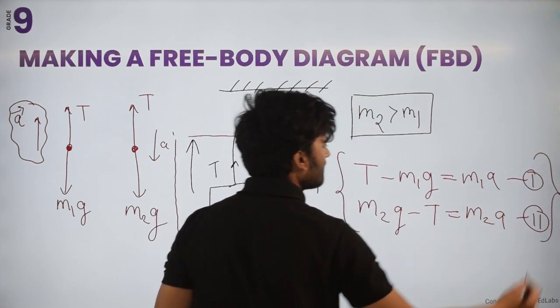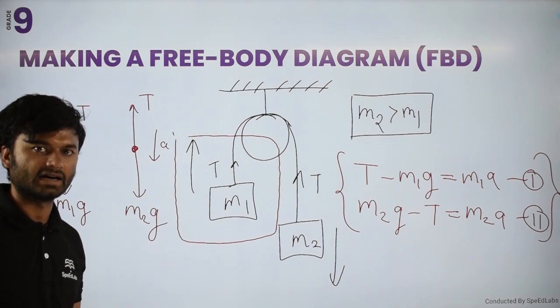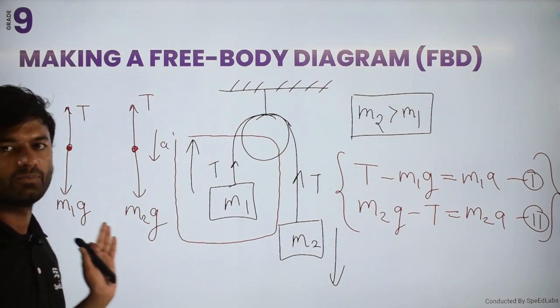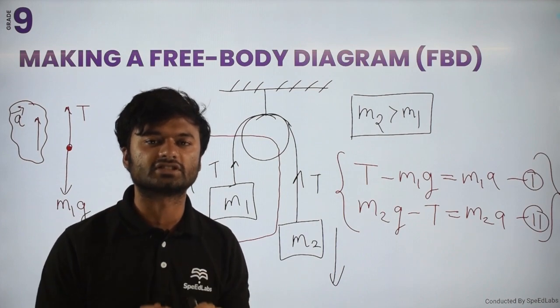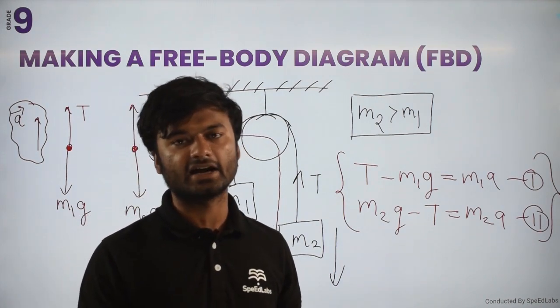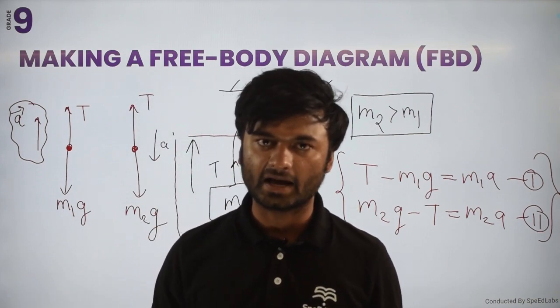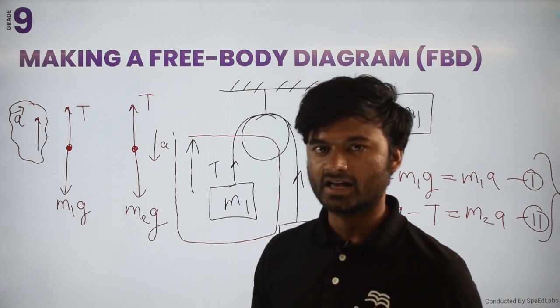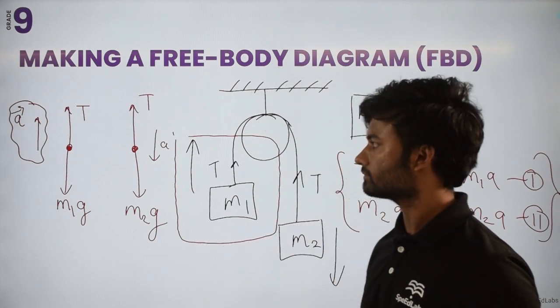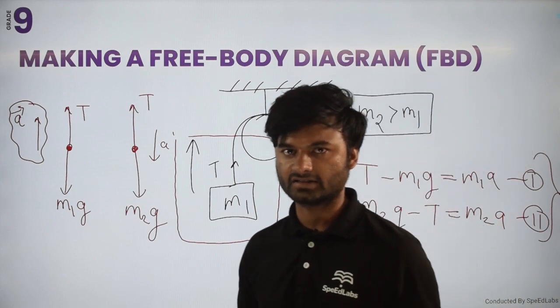You don't need to worry about it. So basically this is all about the free body diagram. Understand? In a free body diagram, we just mark all the forces which are acting on the body, and we just write the second equation of motion, that is F net equal to ma. Understand? This is very simple. Very simple. Understand? So this is all about free body diagram. Okay.